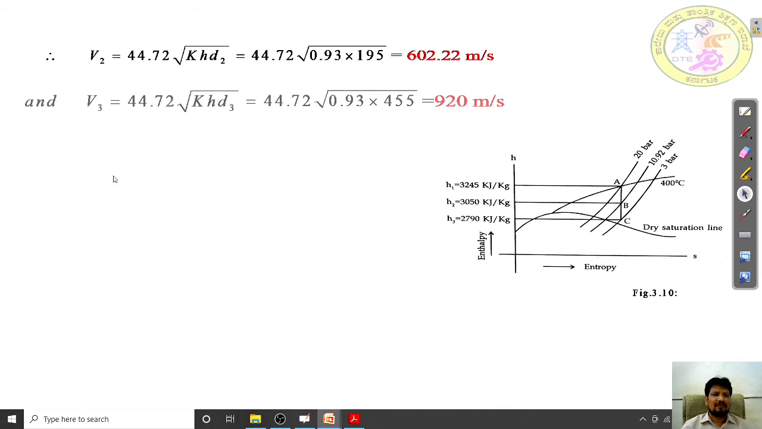Similarly, find V3, the velocity at the exit condition. We know the formula: 44.72 root of K into HD3. Here the value of K is 0.93, since the overall efficiency of the nozzle is given as 93%, and HD3 is the difference of H1 minus H3, which we calculated as 455. After calculation, you will get 920 meter per second. So here we now know both V2 and V3. V2 is 602.22 and V3 is 920 meter per second.